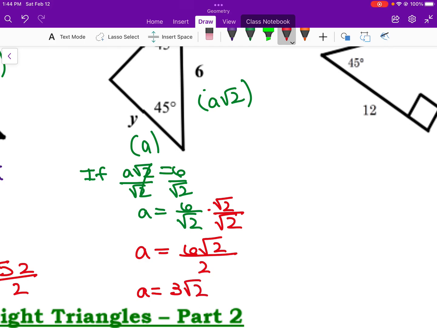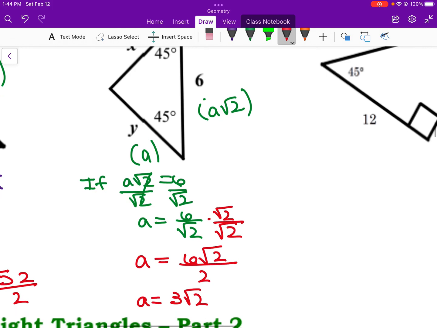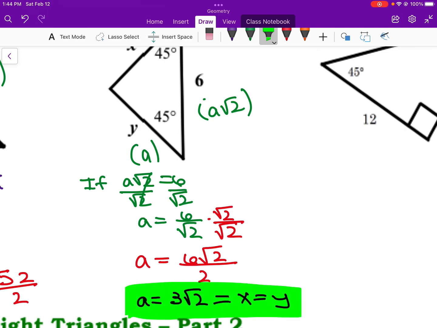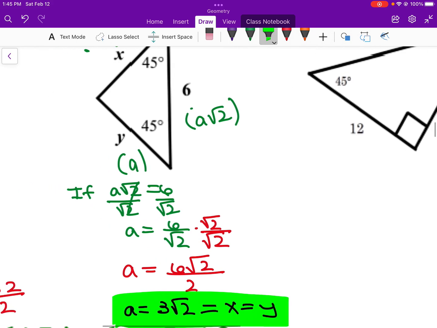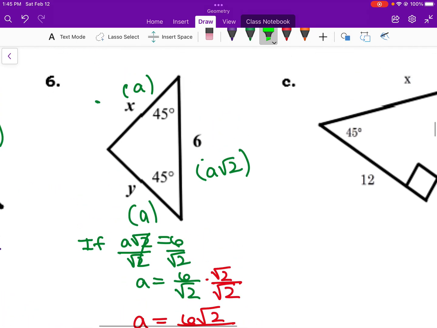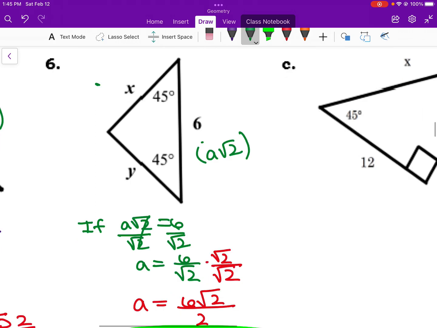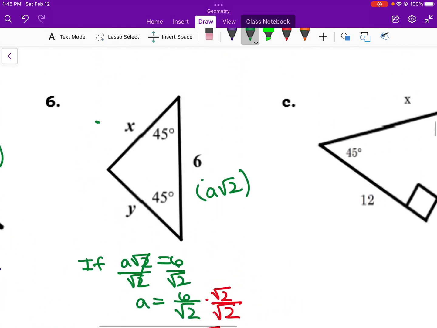So that's a. Again, they were asking for x and y. a literally equals x, which literally equals y. They're all substituted or interchangeable. So that is our answer there. If I add it back to my diagram, because sometimes the visual helps too, this guy is, what did we say? 3 root 2, 3 root 2, 3 root 2.